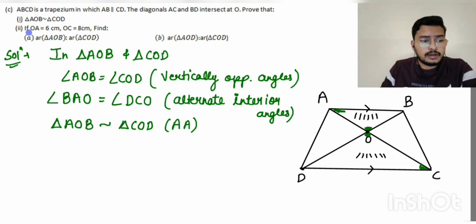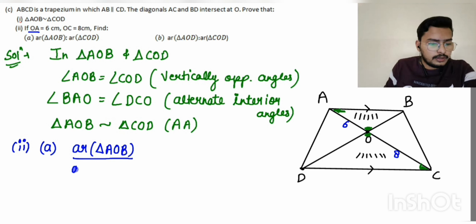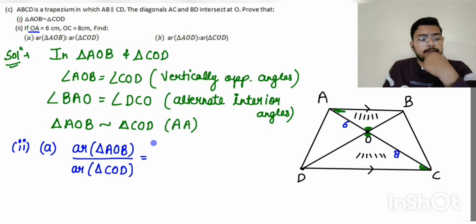Now the second part says that if OA is 6, which means this is 6, and if OC is 8, which means this is 8, we have to find the second part. There is a first part and a second part: the ratio of the area of triangle AOB to the area of triangle COD, that is what we have to find, right?